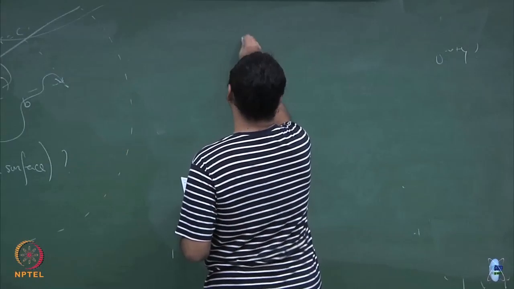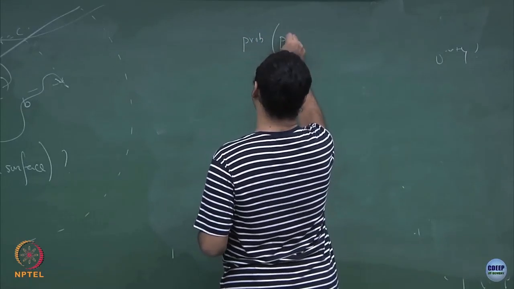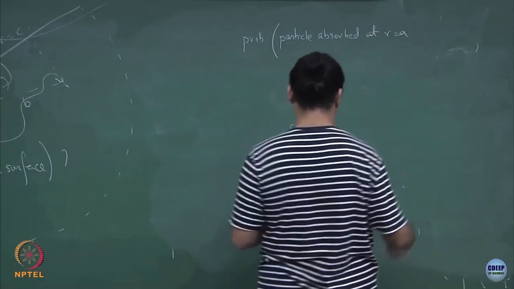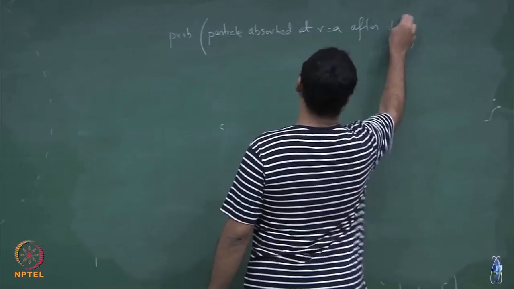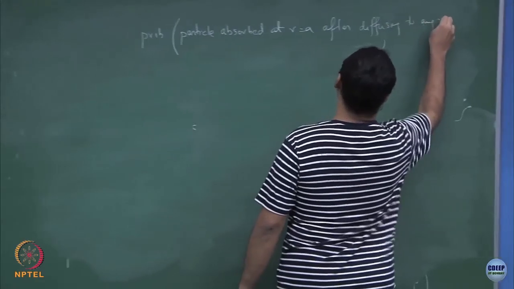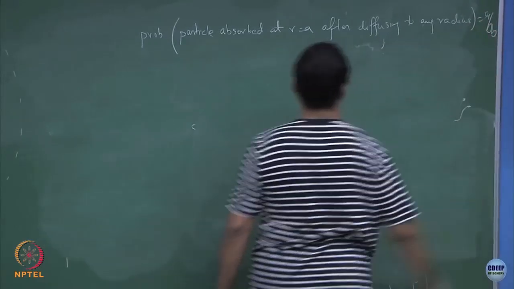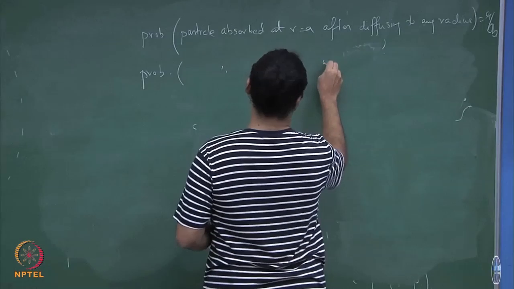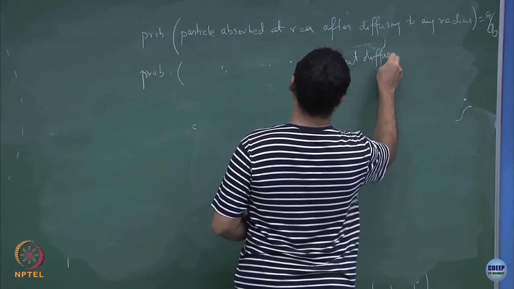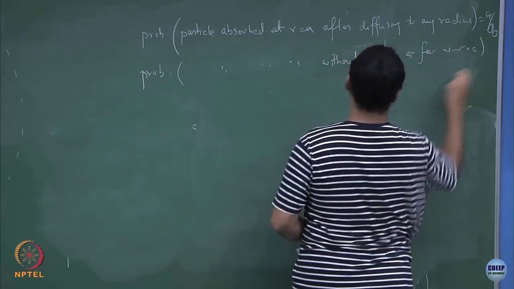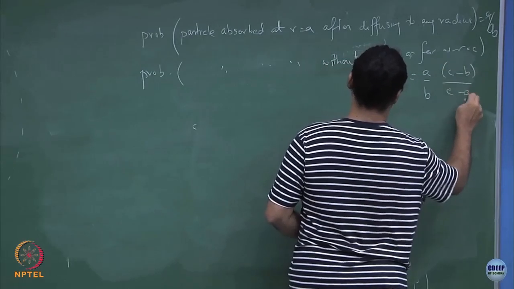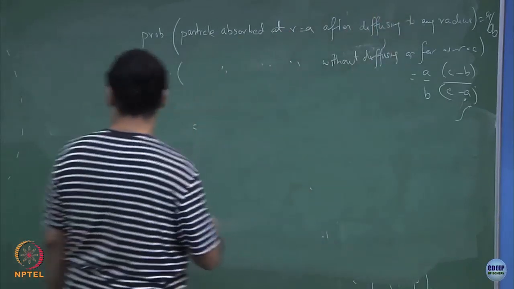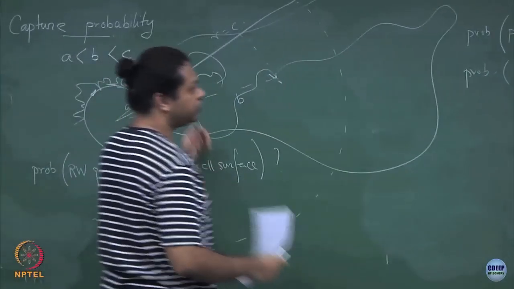So, let me write that the probability that a particle is absorbed at r equal to a, after diffusing to any radius, is a by b. On the other hand, the probability that it is absorbed at r equal to a without diffusing as far as r equal to c is a by b times c minus b by c minus a. So, this is the infinite case. If I take the sphere to infinity, then this gives me the probability that it gets absorbed regardless of how far it has gone. It may go up to here, but then comes back. So, all of these combined is a over b.